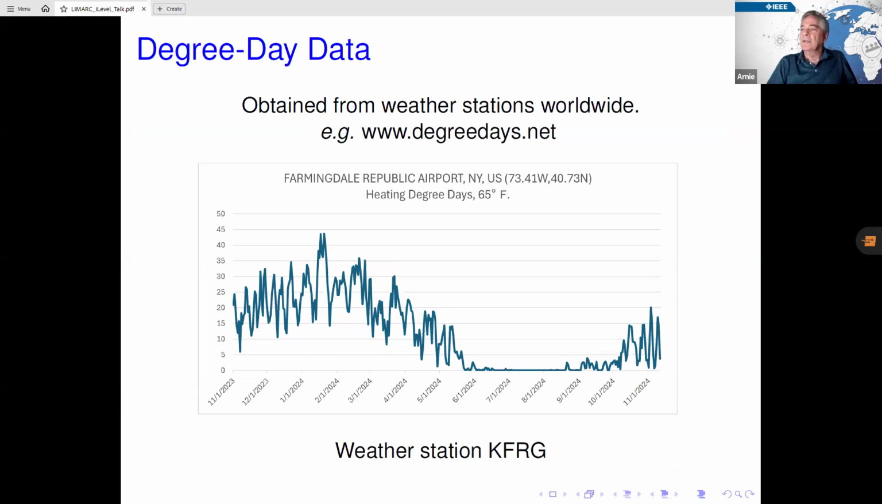So what does a degree day look like? These are from a weather station at Farmingdale Republic Airport. You can see that it starts out on November 1st and goes through the winter, and the maximum degree day reading is roughly 44 degree days. So you can, of course, use a significant amount of oil during those days. And on June 1st, the degree days drop to 0 because the temperature is above 65 degrees all the way up to September 1st.